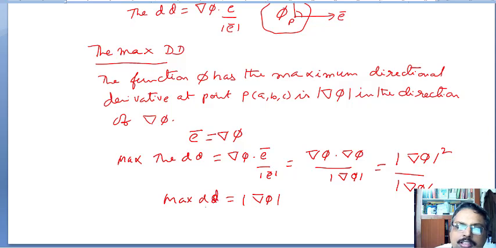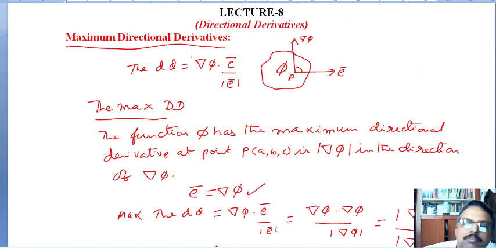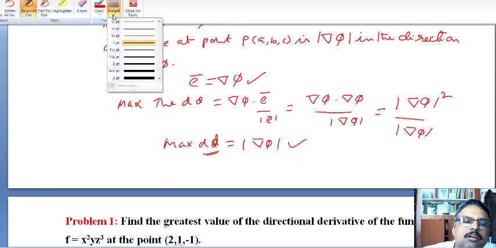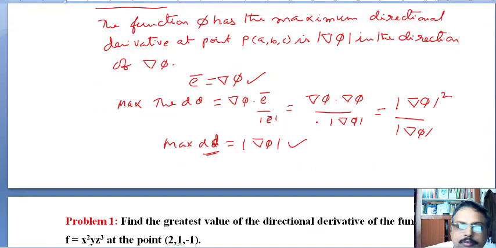DD is nothing but directional derivative. So in which direction does the given function have the maximum directional derivative? That one is del phi. In the direction of del phi, the function has the maximum or greatest directional derivative, the greatest rate of change. The magnitude equals modulus of del phi. Using this concept, we will discuss one important question.